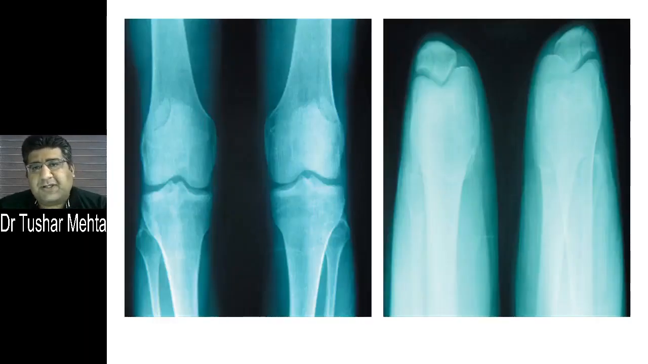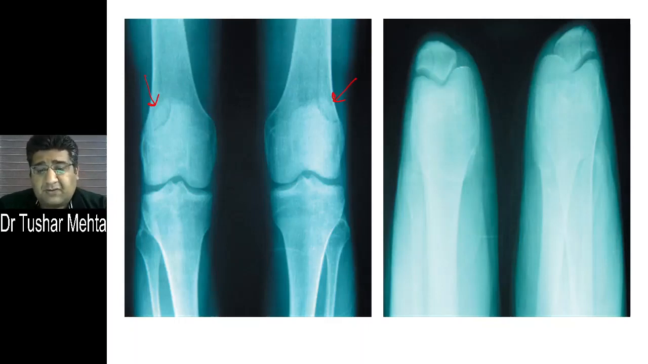So now you can take a look on the left-hand side. You have a classical AP view. So this is a classical supralateral bipartite bilateral patella. Do you understand? So this is the classical supralateral. It is not lateral. It is supralateral.